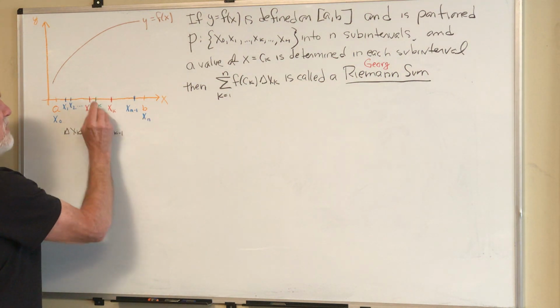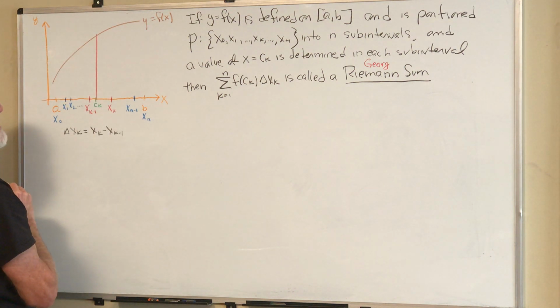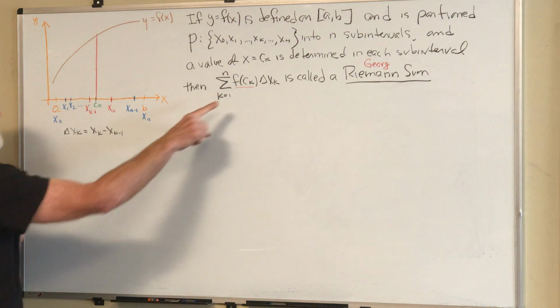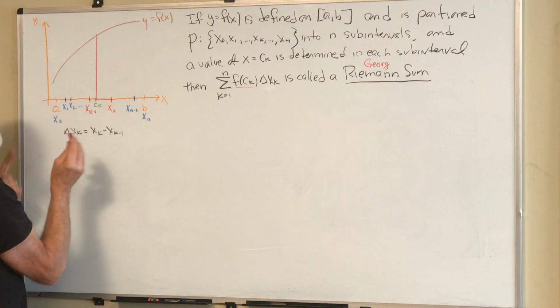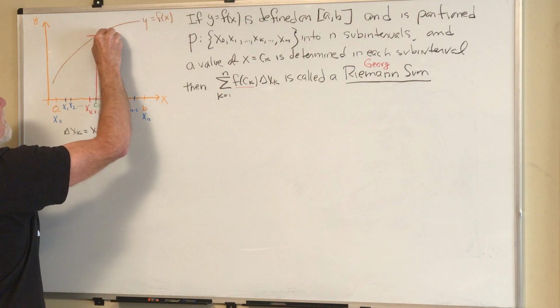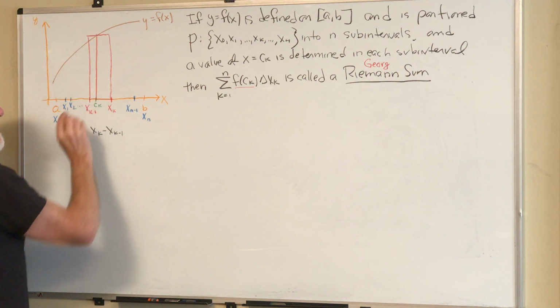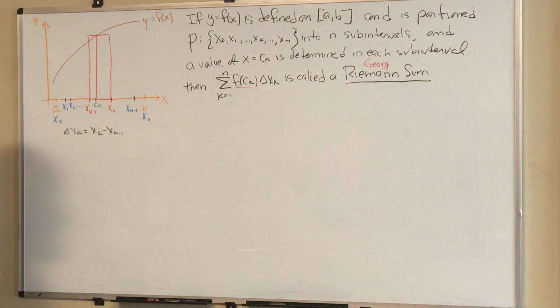So what you do is you pick the c sub k, you go up there, and that's going to be f of c sub k. That's this part. And then the delta x sub k is the width. And then you multiply those two together, and what do you get? You get the area of this rectangle. And all this summation is doing is adding up all n of those rectangles.